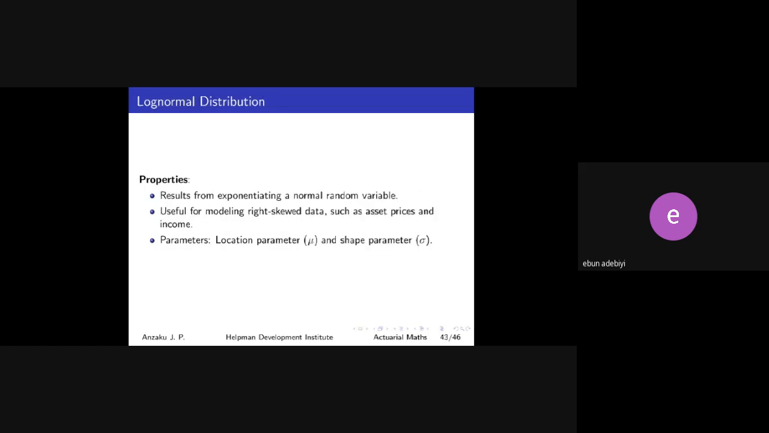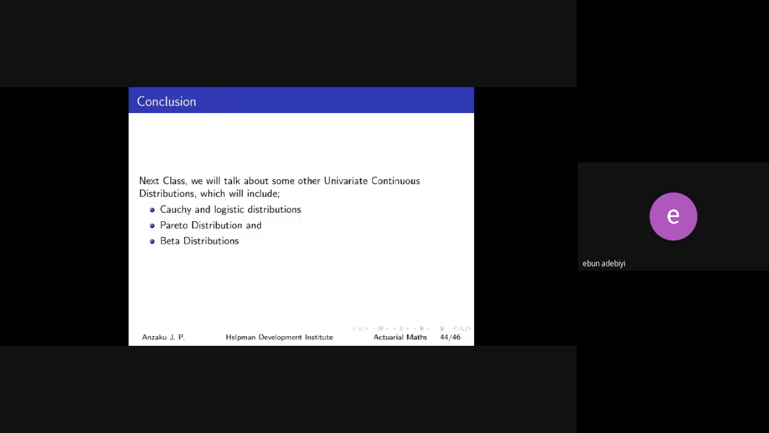And then this other one that we have not talked about, which is the log normal distribution. I remember in one of the classes we said that when you take the exponential of a normally distributed random variable, you get the log normal distribution. So this results from exponentiating a normal random variable. It is useful for modeling risk data such as asset prices and income. And it has location parameter mu and shape parameter sigma.